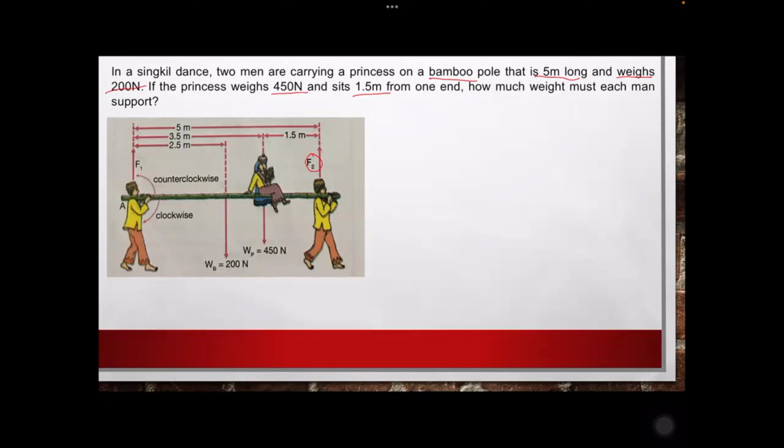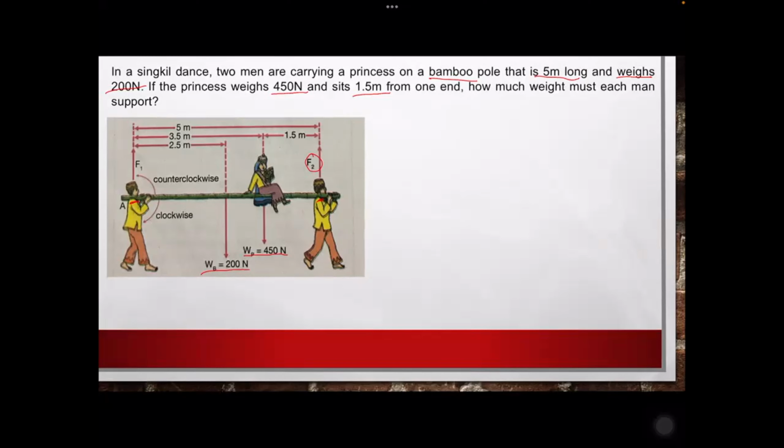So, kapag nagbuhat, ano yung may weight natin? Yung bamboo natin, may weight na 200, kaya W_B is 200. Tapos yung weight ng princess o yung tao is 400. Now, papunta saan ang weight? Papunta siya sa baba, kasi due to gravity. Ang nararamdaman ng dalawang tao ay yung bigat ng bamboo at saka yung princess, nasa balikat nila.